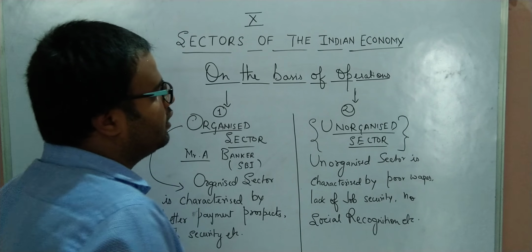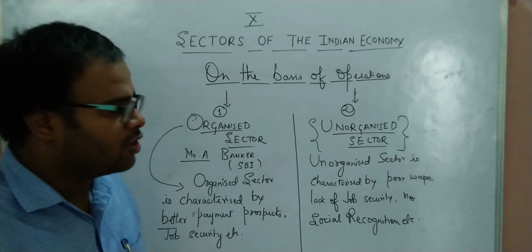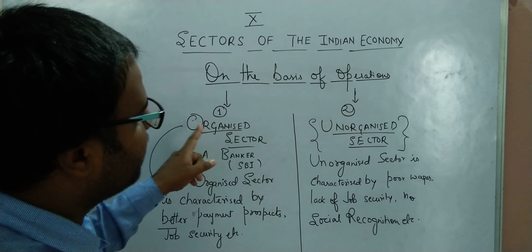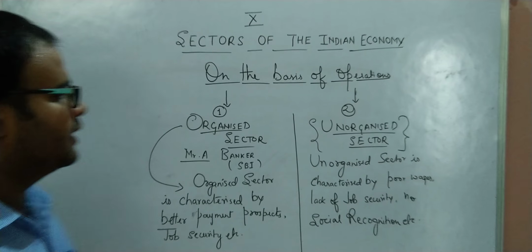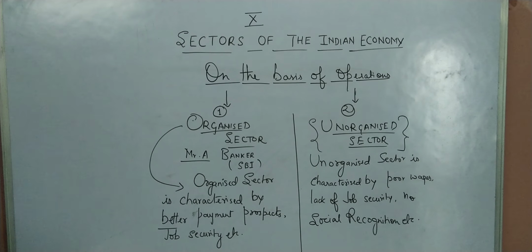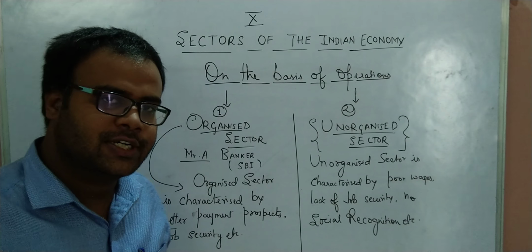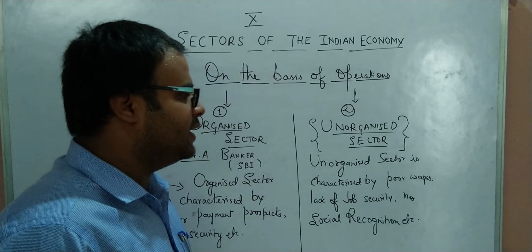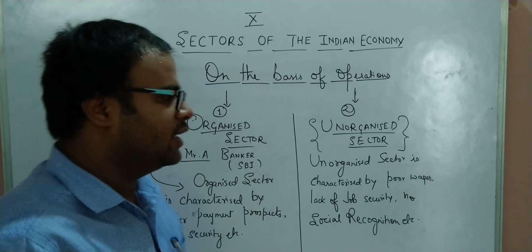So in short, we have understood the difference between organized and unorganized sector. On the basis of operations, it can be classified under two heads: first your organized sector, then unorganized sector. Organized sector is that sector which is characterized by better payment prospects, job security, social recognition, etc. While unorganized sector is characterized by poor wages, lack of job security, etc.